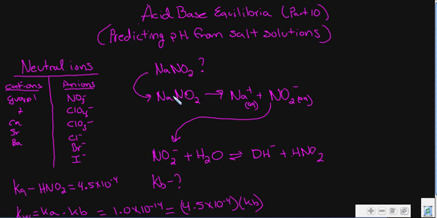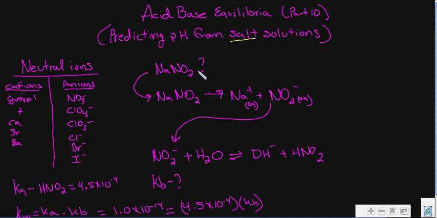This is the idea of predicting pH. Are we going to have an acidic solution? Are we going to have basic solutions from common salts? You get all sorts of salts dissolved in stuff, and it causes the solution to become acidic or basic. And there's a way to know how much it's going to cause it to be, and whether it's going to be acidic or basic. So the basic understanding works like this.